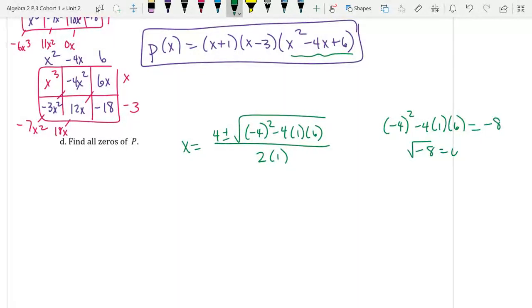So we want to simplify that. So we have 2i square root of 2, over 2. Break it up. Right? Remember in Algebra 2, we like these as two separate fractions. Simplify.